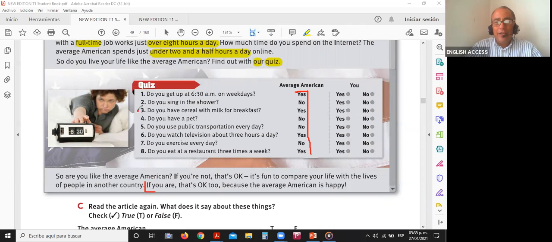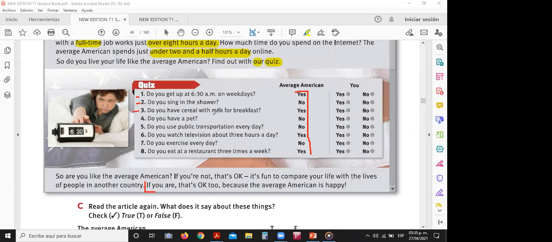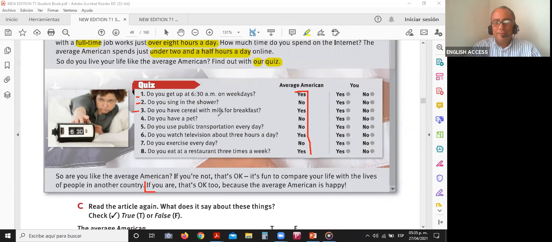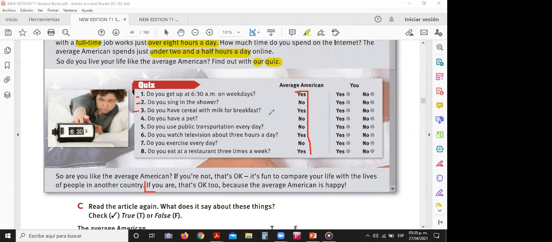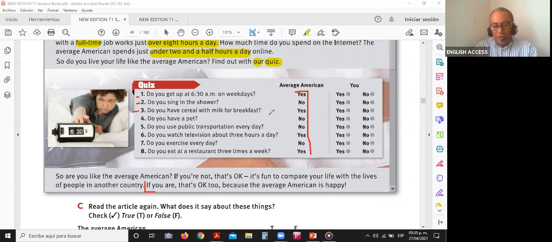Antonio, number 3. Do you have cereal with milk for breakfast? Exactly. In the morning, maybe you have your bowl with cereal, you add milk, and you have your breakfast with cornflakes, something like that. Do you? Check yes or check no.